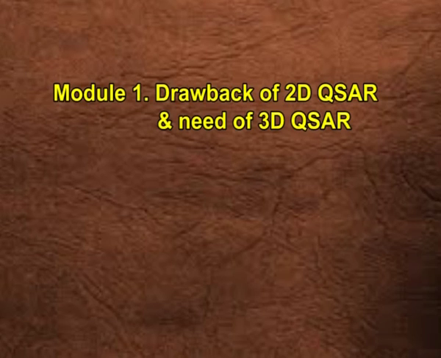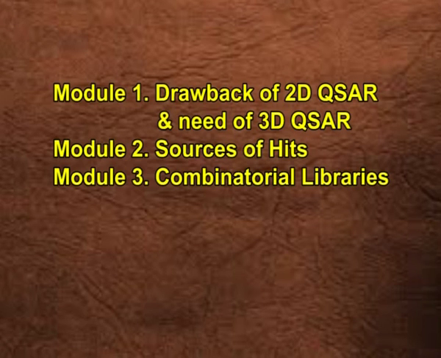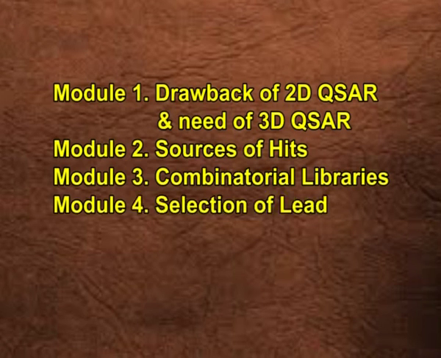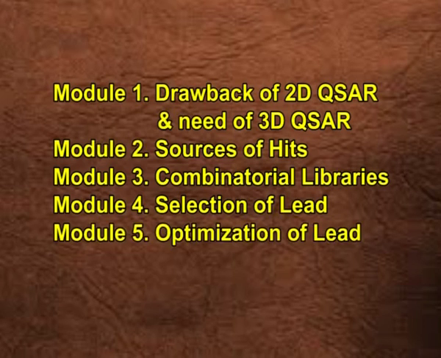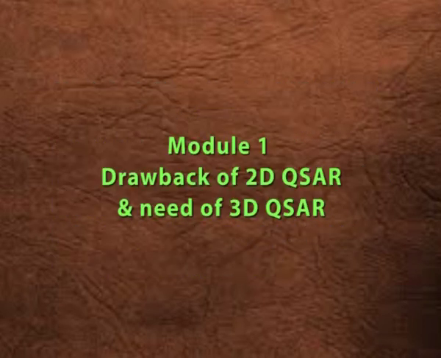Module 1, drawback of 2D QSAR and need of 3D QSAR. Module 2, sources of hits. Module 3, combinatorial libraries. Module 4, selection of lead. Module 5, optimization of lead. And the last module is module 6, drug targets.